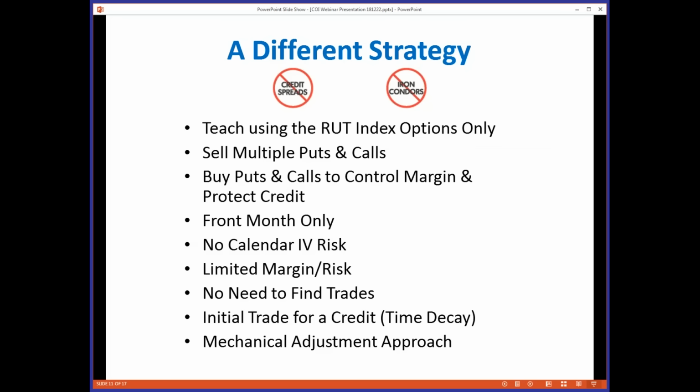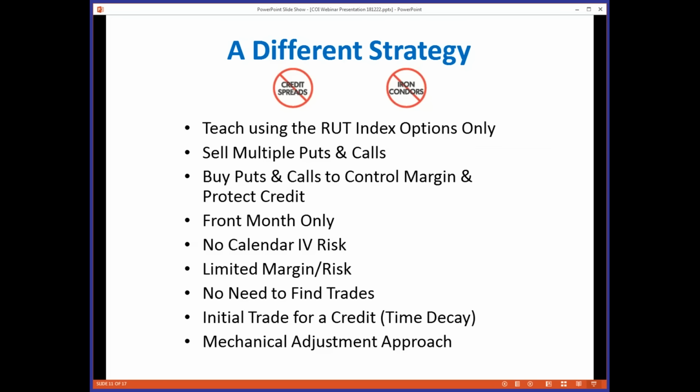Now, in the trading approach, we sell multiple puts and calls, right? So we're net short premium, but we also buy puts and calls to control our margin and protect the credit, right? So it's a multi-leg complex position that we have to start with, and we'll go into why we do that in just a minute. Now, the other nice thing about the trade is that we're only trading the front month only, right? Usually about 30 days out.